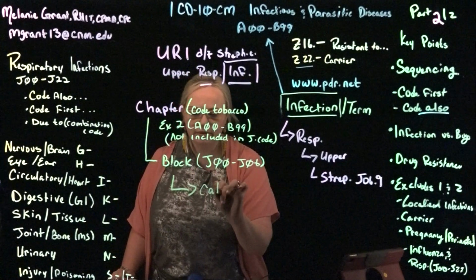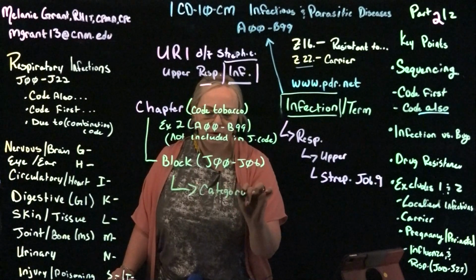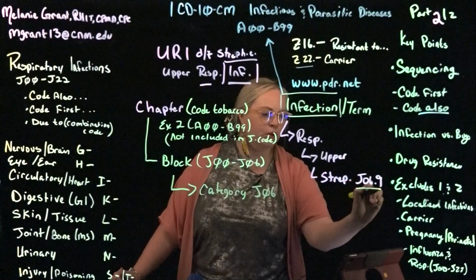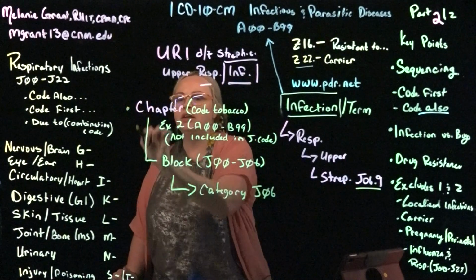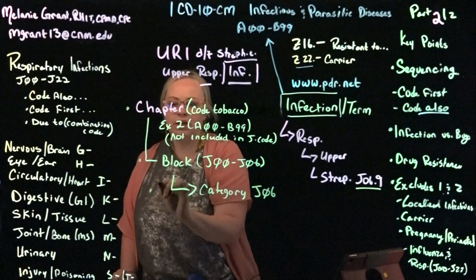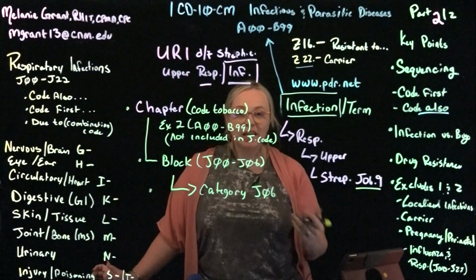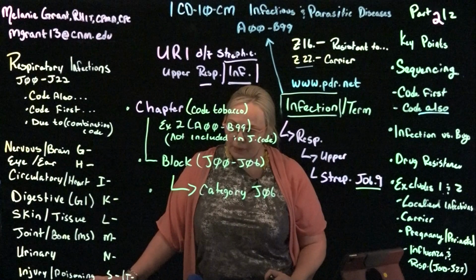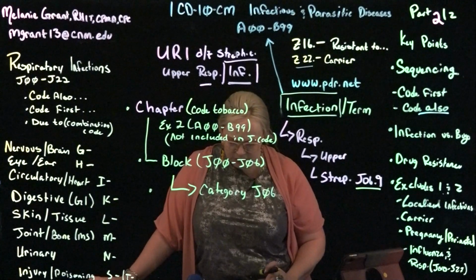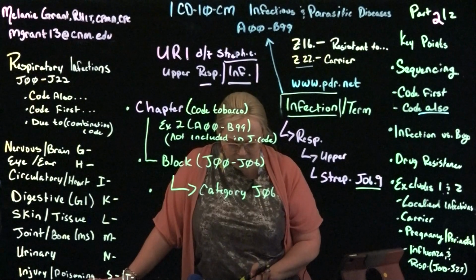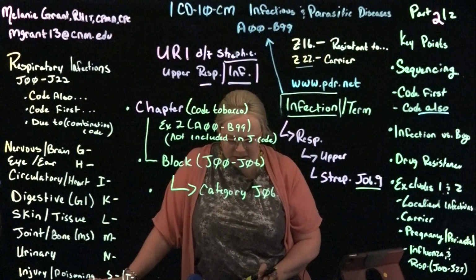So at that point, I'm ready to go to my category, which is J06. So even though we had this full code, we want to start 1, 2, 3 different sections before we go to J06.9 to see anything that may apply. At this point, category J06 is found on 707 for acute upper respiratory infections of multiple and unspecified sites.